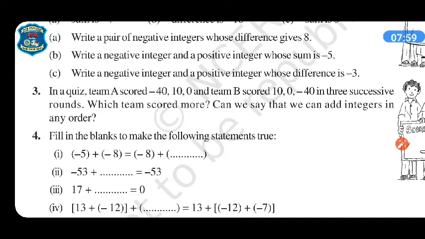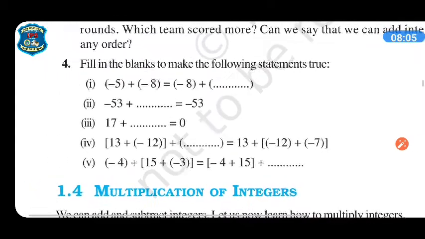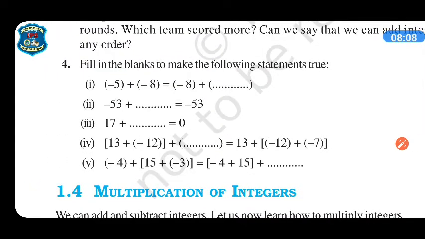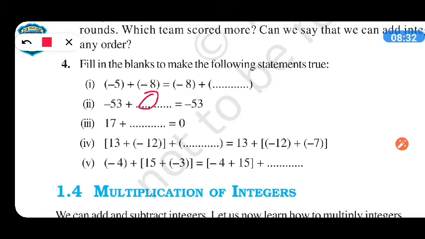Now let us see the fourth part, fill in the blank. The first one is minus 5 plus minus 8 equal to minus 8 plus what value here? You will get minus 5. Understood? In the second, minus 53 plus what equal to minus 53? What will you write? 0. Then the third part is 17 plus what equal to 0? Minus 17. Here you have to write minus 17.